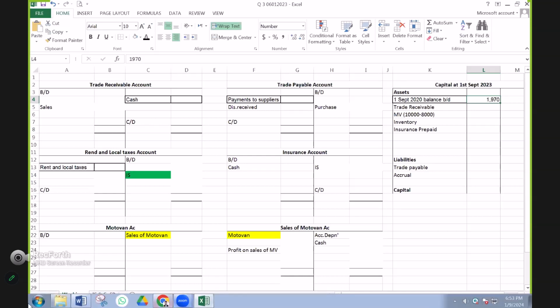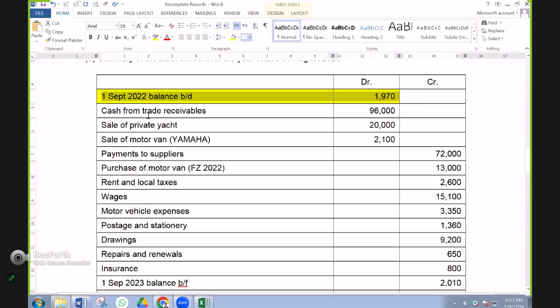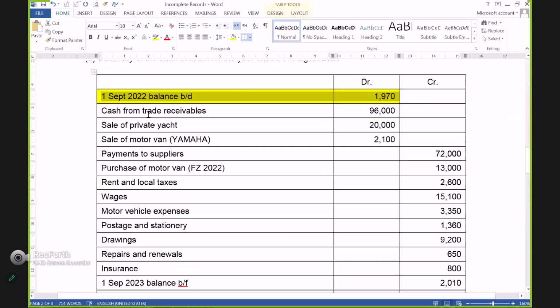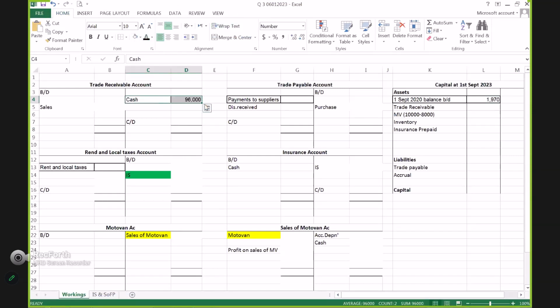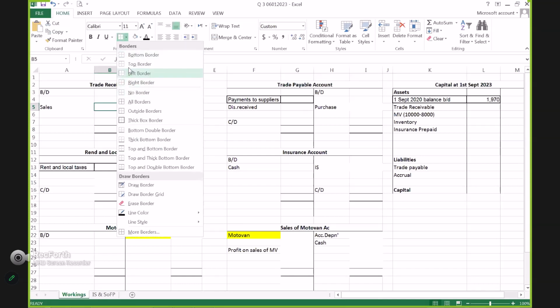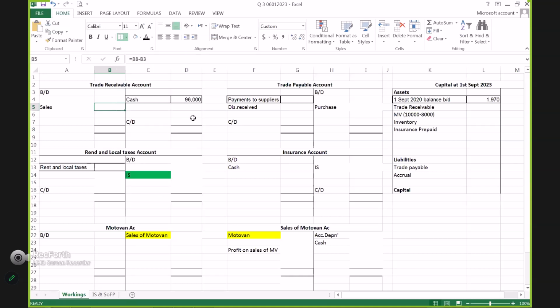What about the second one? Cash from rent receivable. Cash from rent receivable means you have to receive the cash. Therefore, cash account, bank account debit, receivable account credit. So, receivable account credit, cash. Therefore, in the ledger of the rent receivable account, cash. So, cash account debit, receivable account credit.